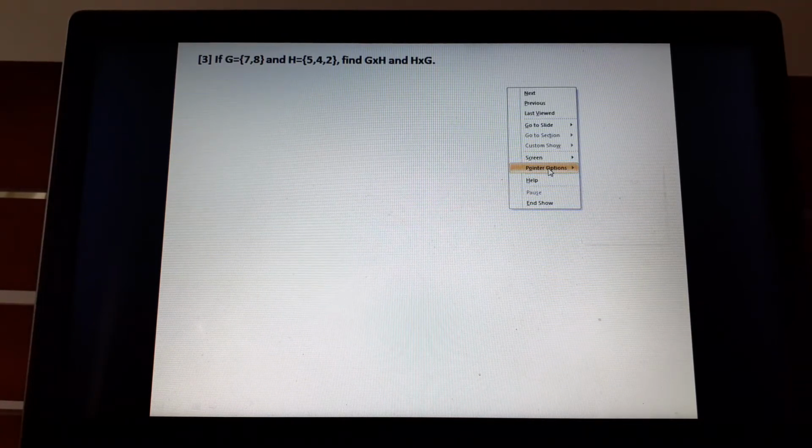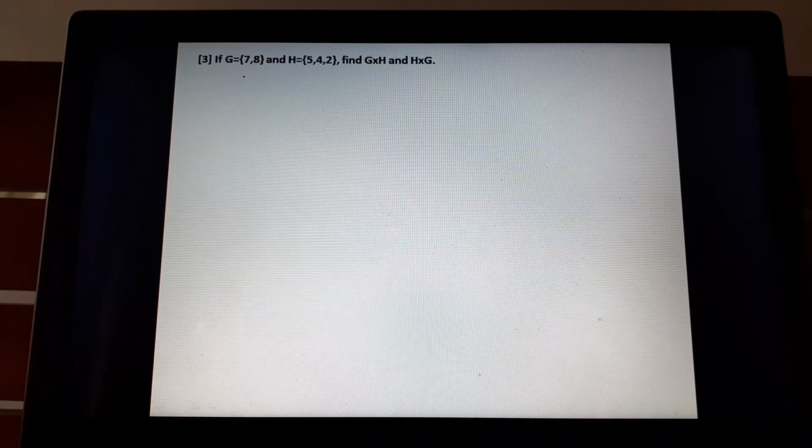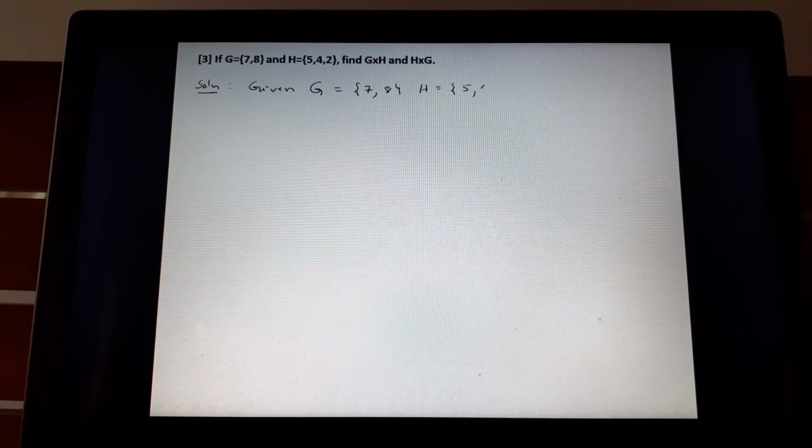Let us take the next question. If G is {7, 8} and H is {5, 4, 2}, find both G cross H and H cross G. You know how to find the cross product of two given sets. So what you have to do is, given G equal to {7, 8} and H equal to {5, 4, 2}. So let us first find this one, G cross H.